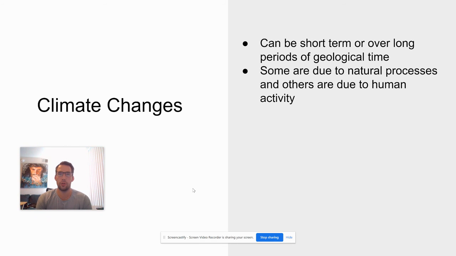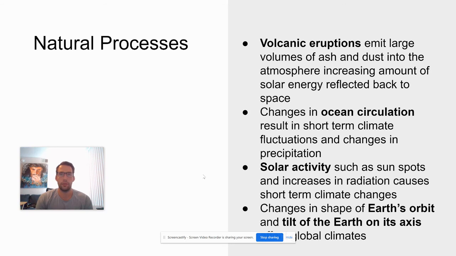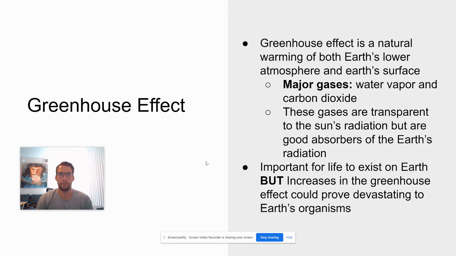So climate changes are going to be short-term or long-term. Some of these are going to be natural processes and others are going to be due to human activity. The natural processes are going to be volcanic eruptions that release a large volume of ash and dust into the atmosphere. Then ocean circulation changes are going to fluctuate and change precipitation patterns. Solar activity like sunspots and increased radiation are going to cause short-term climate changes, and Earth's orbit and the tilt of the Earth on its axis is going to lead to changes in climate as well.